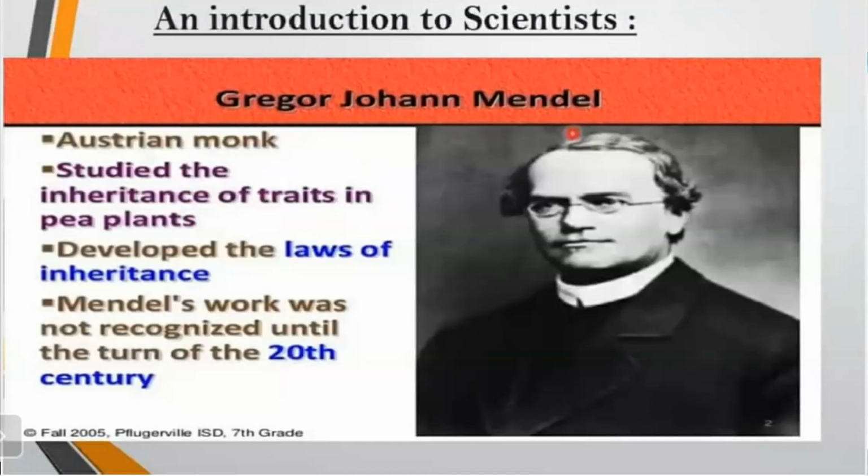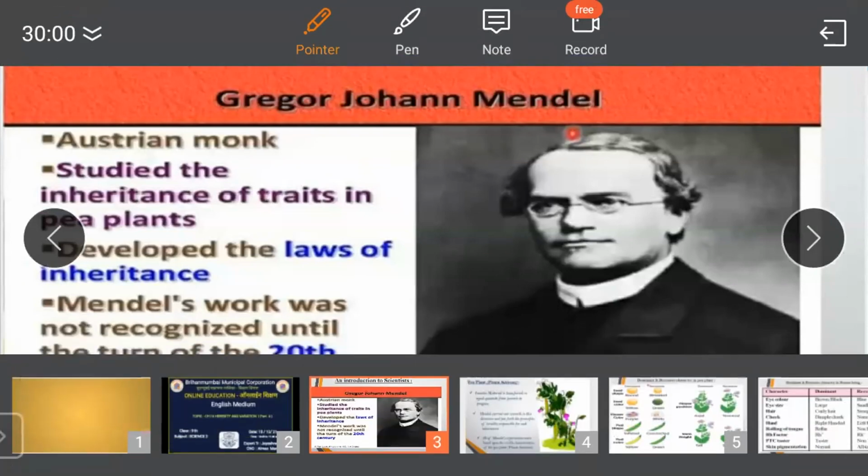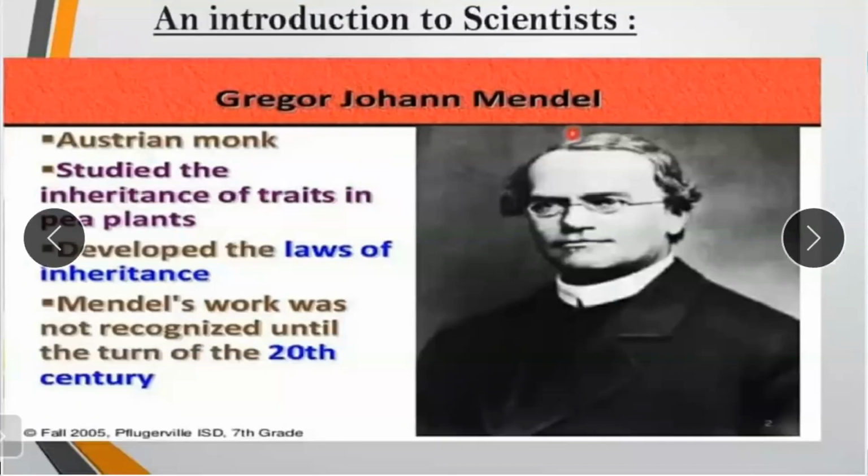Then we have seen about Mendel's principles of heredity. Here is an introduction of the scientist, Gregor John Mendel. Who was Gregor John Mendel? He was an Austrian monk or Austrian scientist who studied the inheritance of traits in pea plants, and he developed the laws of inheritance by doing researches on plants, especially the pea plant.